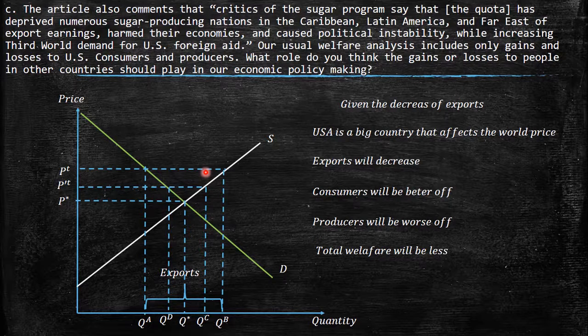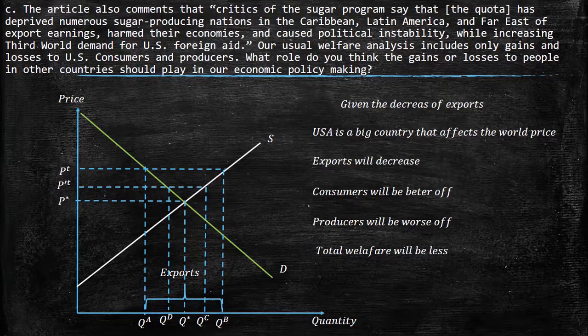So there are two effects here. Consumers in the Caribbean, Latin America, and Far East are harmed because they have to pay more. On the other side, producers can even supply more, but they cannot export these, because of the limited quantity of the US.